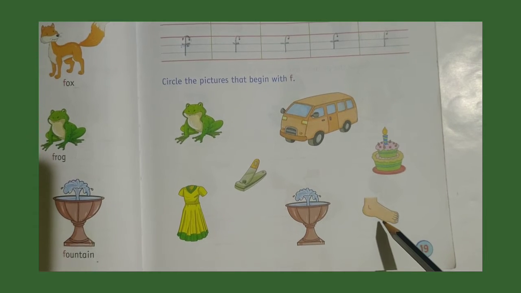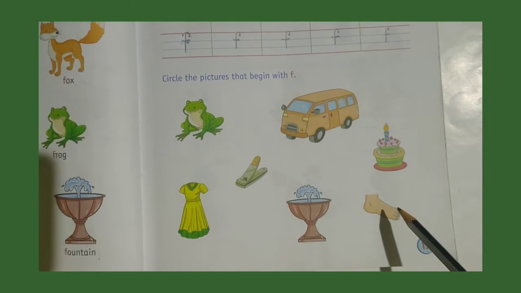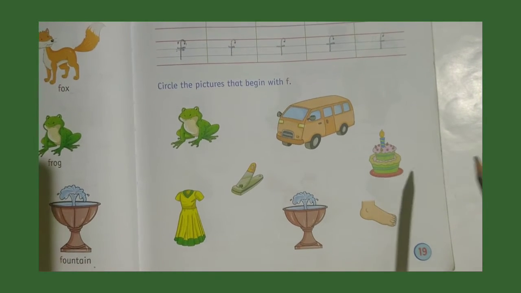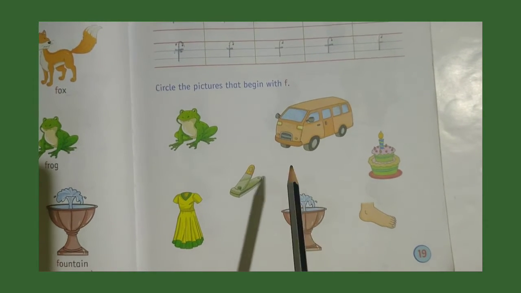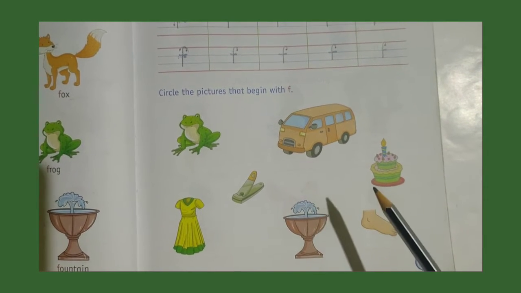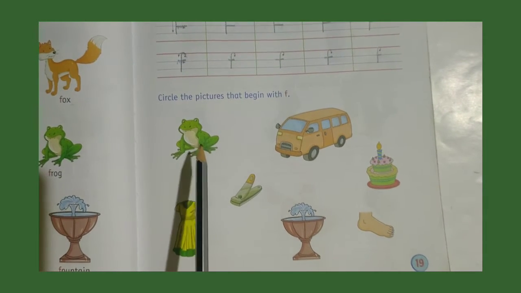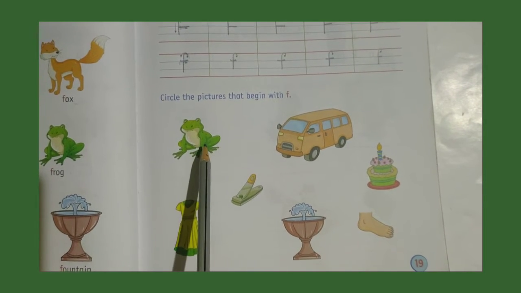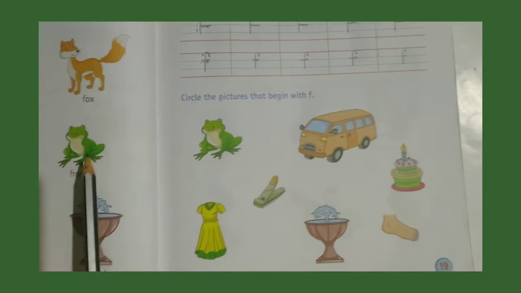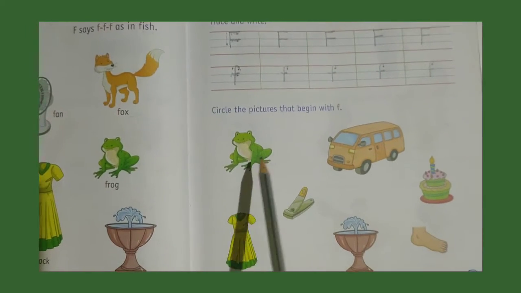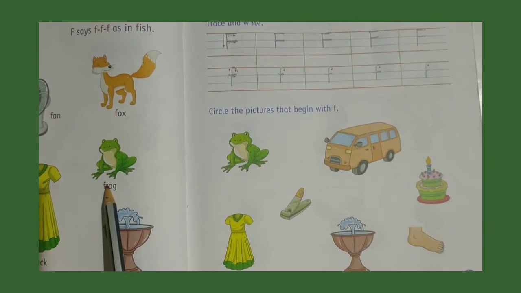This is the picture of our body parts name, foot. Okay. So what we have to do? We have to circle those pictures that begin with the letter F. So what is the name of the picture? Frog. Frog starts with the letter F. Here you can see F-R-O-G, frog. Means frog is starting with the letter F.